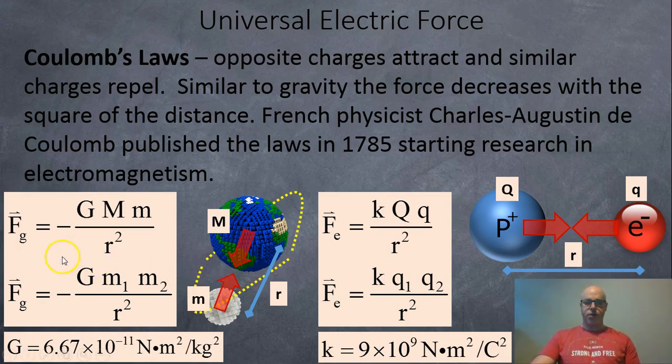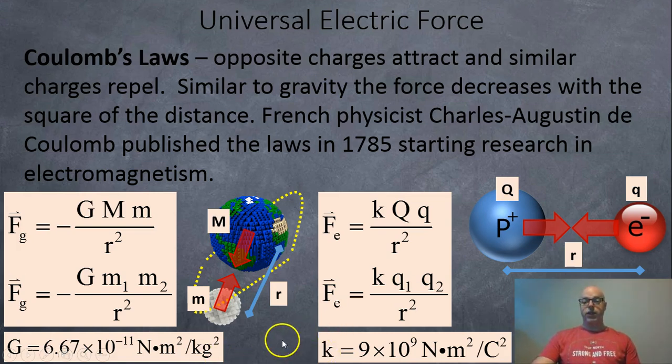So here's gravity's formula, pretty straightforward. Universal gravity is negative G m m over r squared. You've got two masses, the big mass and the little mass, and the distance between them, r. And there's an action-reaction pair of gravity. The constant G is 6.67 times 10 to the negative 11 newton meters squared per kilogram squared.